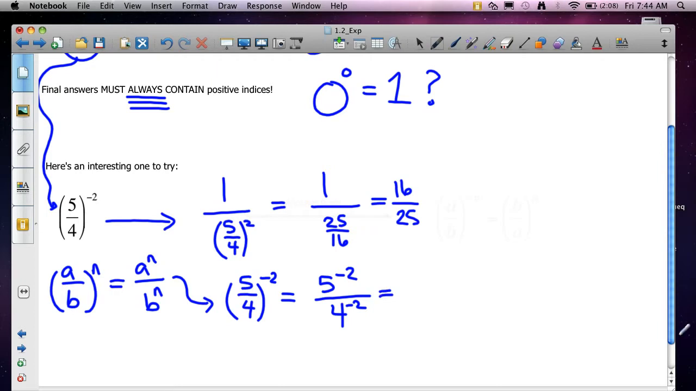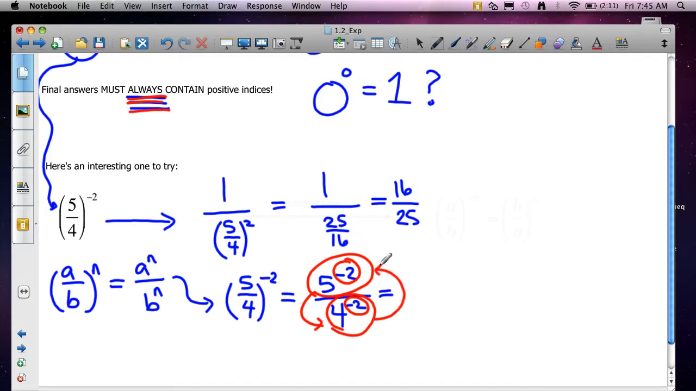Now, I can't have, if you remember, final answers must always contain positive indices. How do I make this index positive? Well, I take the whole value, move it to the denominator. But now I have this value 4 to the negative second. Any guesses as to what I can do to make this value positive?